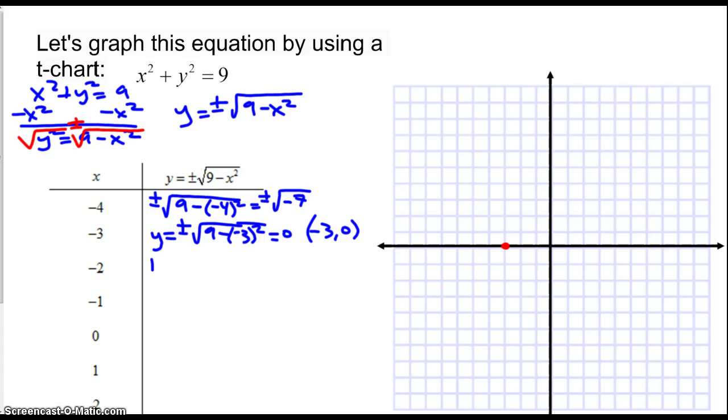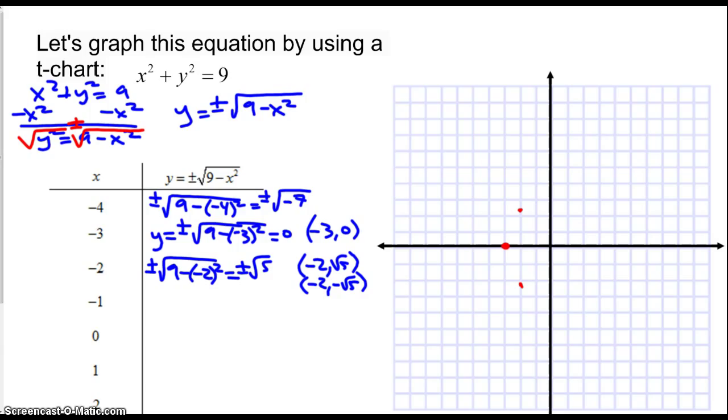All right. Okay, let's try putting in negative 2. So I would have plus or minus the square root of 9 minus negative 2 squared, which is going to be 9 minus 4, which is 5. So that's plus or minus the square root of 5. And what is the square root of 5? Well, the square root of 4 is 2, so it's something a little bit more than 2. When I plug a negative 2 in, I could have either a positive square root of 5 or a negative square root of 5. So actually there are two different y values that go with that x value, right? If I plug in a negative 2, I get negative 2, positive square root of 5, which is a little more than 2, or negative 2, negative square root of 5. So I have two different points there.